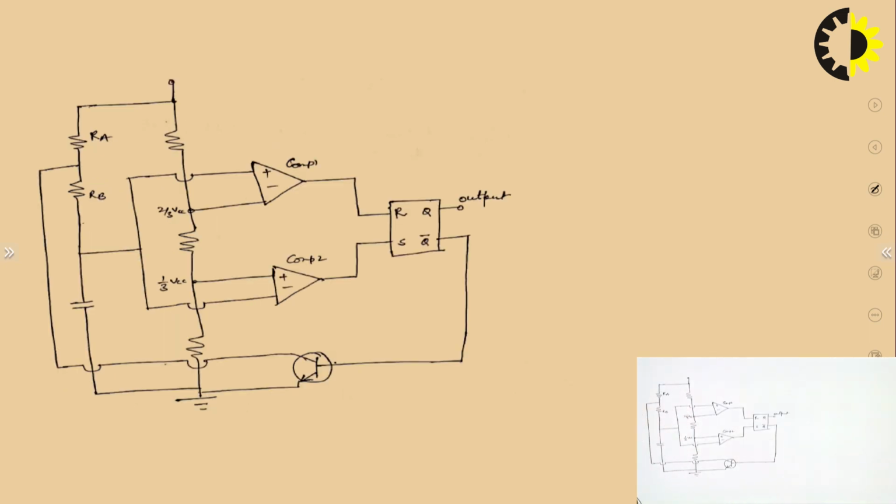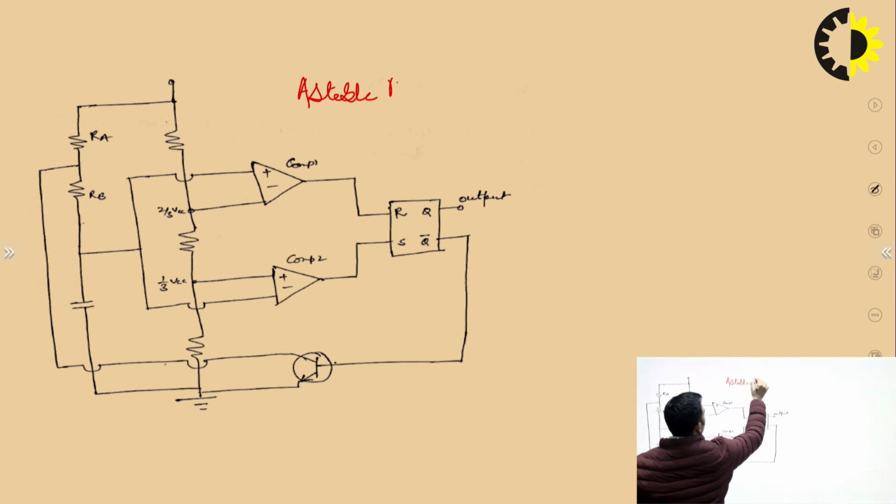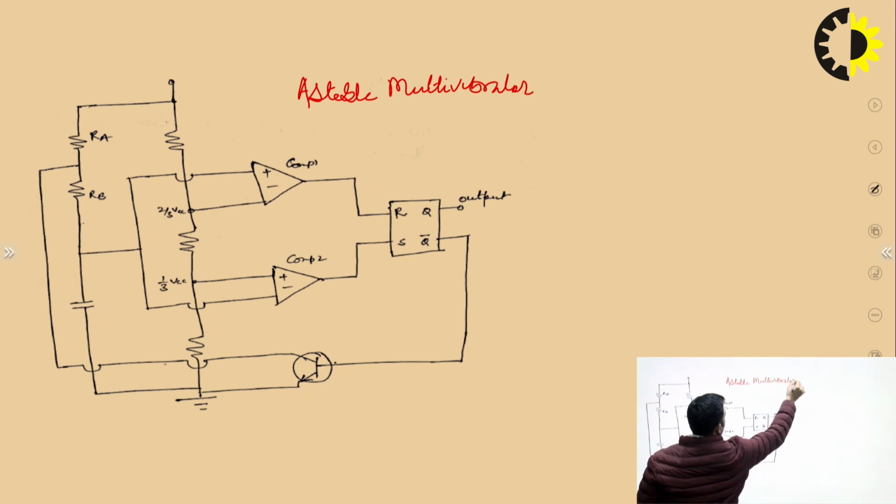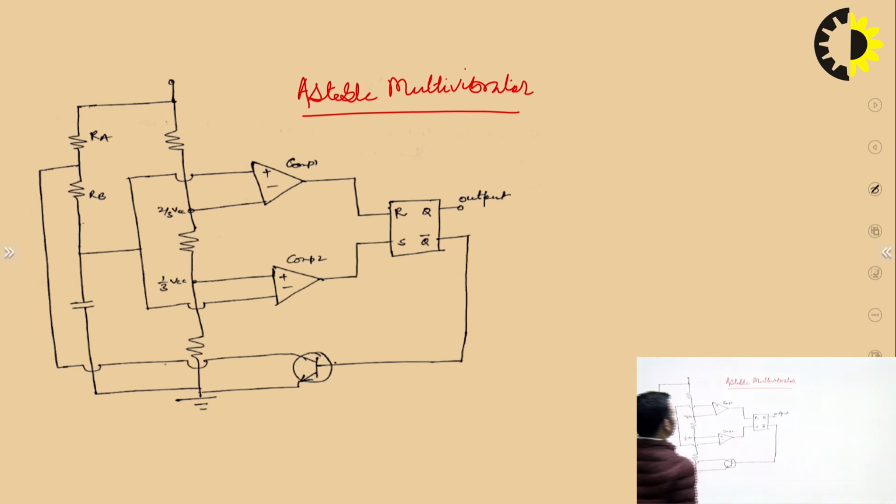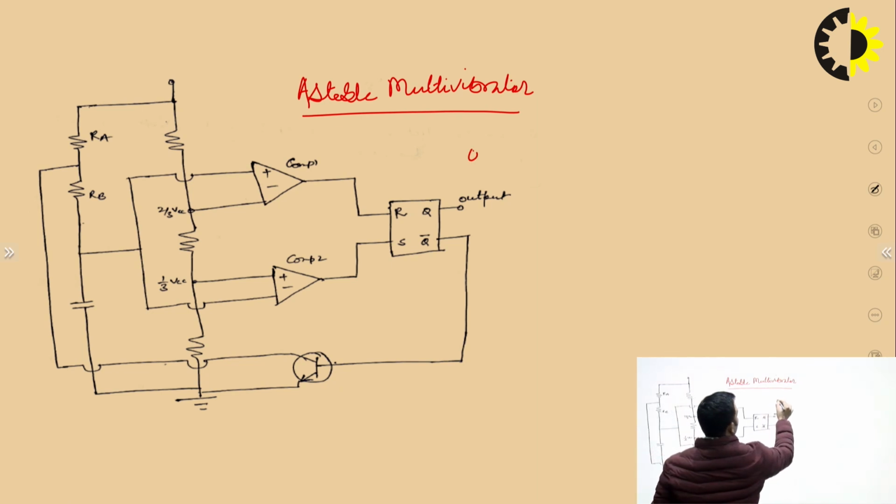Next is the astable multivibrator. In case of astable multivibrator, we have connected two resistors and we haven't given any input. You can check. So whatever input you want, you cannot give, because in this case there is no option for the input. And to understand its working, whatever output you want, either 0 or 1, you can consider.